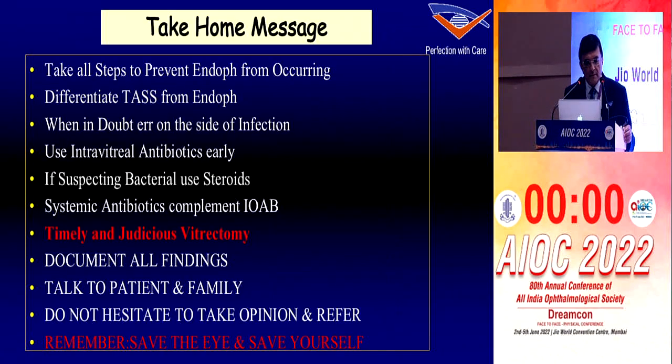So the take-home message is take all steps to prevent endo from occurring, differentiate TASS from endophthalmitis. When in doubt, as Dr. Santanshu said, err on the side of infection, use intravitreal antibiotics early. If it is bacterial, start steroids, systemic antibiotics, complement intraocular antibiotics. You must do a timely, which is early, judicious vitrectomy.